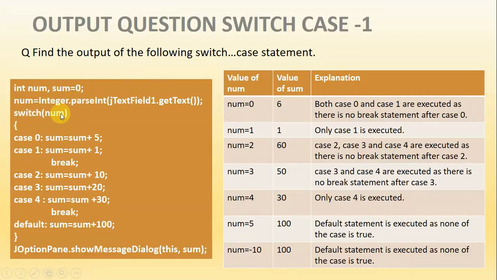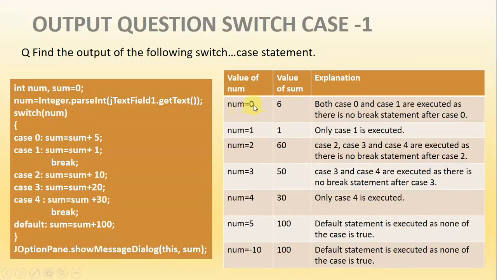So we are writing switch num. Case 0, sum equal to sum plus 5. Case 1, sum equal to sum plus 1, break. Case 2, sum equal to sum plus 10. Case 3, sum is equal to sum plus 20. Case 4, sum is equal to sum plus 30. Break. Default, sum is equal to sum plus 100. This is the end of switch case. And then JOptionPane.showMessageDialog, this comma sum. So let us make a table of what the value of sum will be for each value of num.